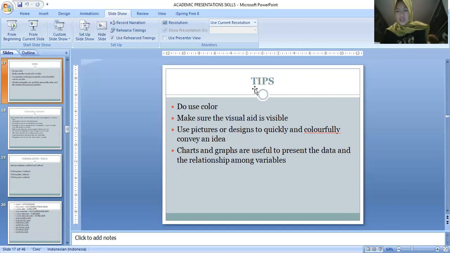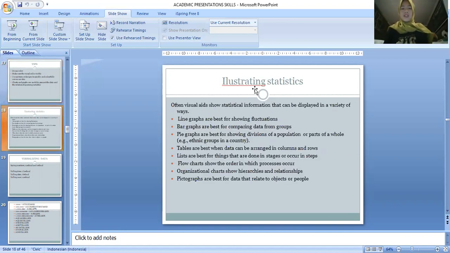Yes. So do not make your slides too wordy. When you want to present the data, it's better for you to use charts or graphs rather than using text, many paragraphs. It is too wordy, so please avoid that kind of wordy slides. And then you can also use statistics.